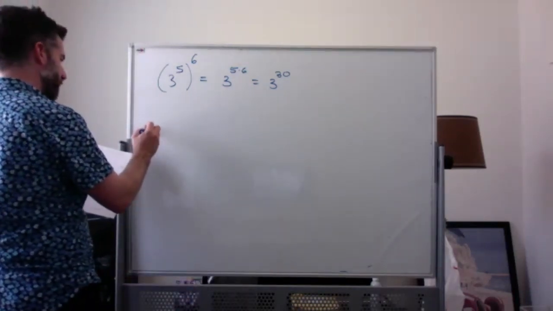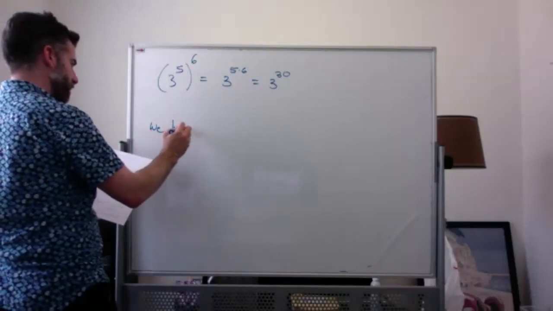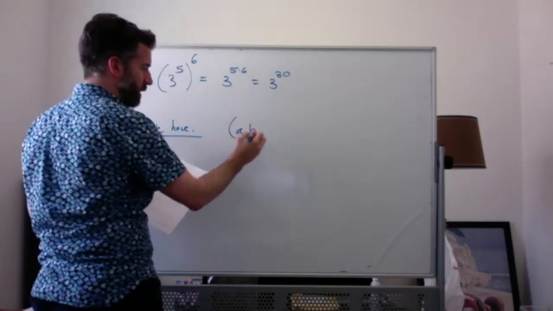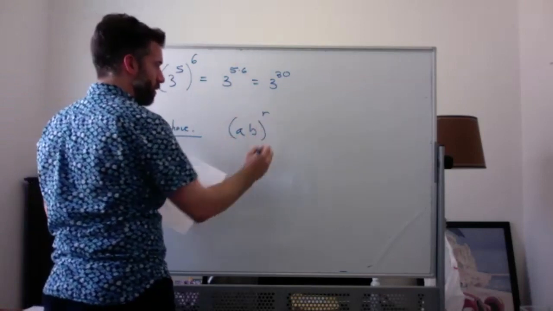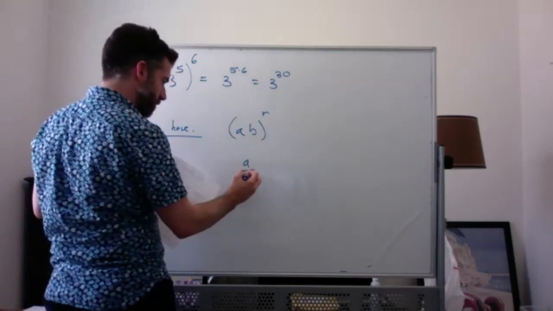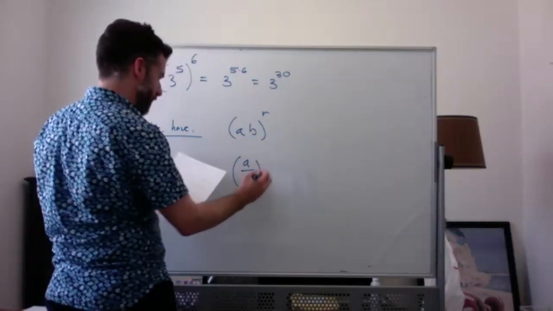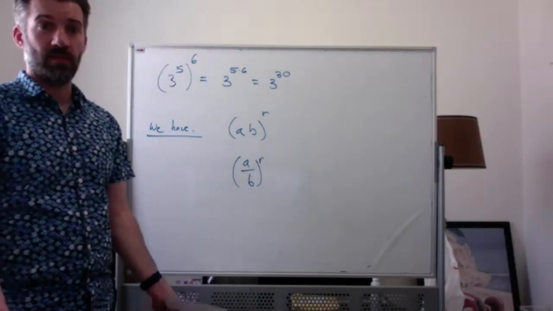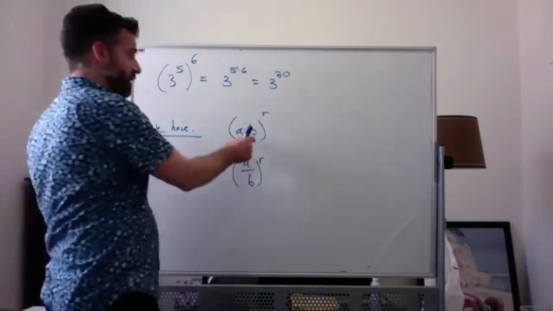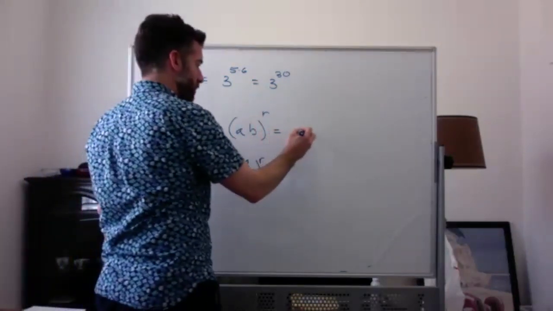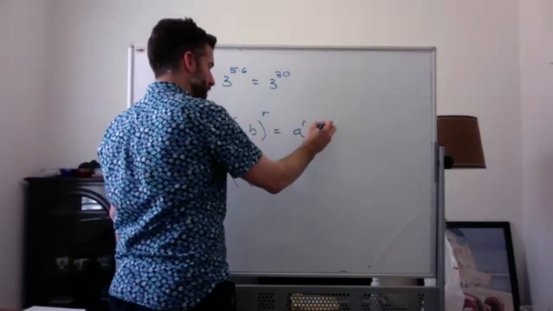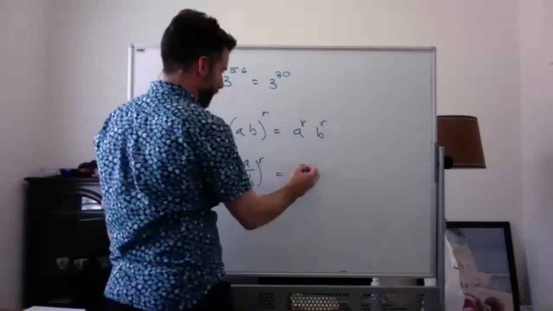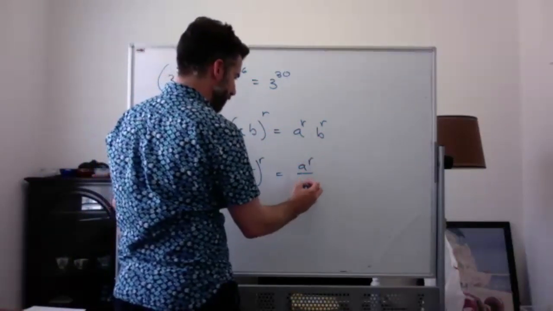If you have things multiplied together or divided together, all raised to a power, you basically just distribute the power across the multiplication or division. So a times b to the r is equal to a to the r times b to the r. And a over b to the r is equal to a to the r over b to the r.